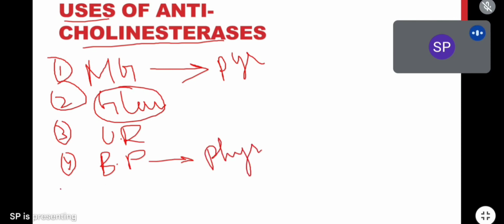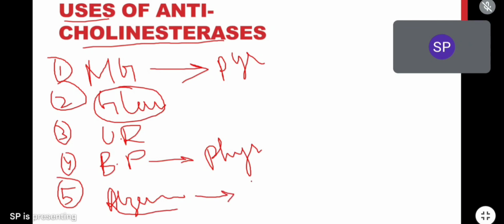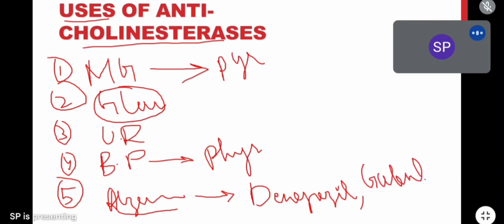And another very important use, this is a very important point: anticholinesterases are used in Alzheimer's disease. In that we have some drugs. There is a drug called donepezil. Remember these drugs, they will come in psychiatry and in neurology. In Alzheimer's disease we use donepezil, and along with that we have galantamine and rivastigmine. Remember these drugs.